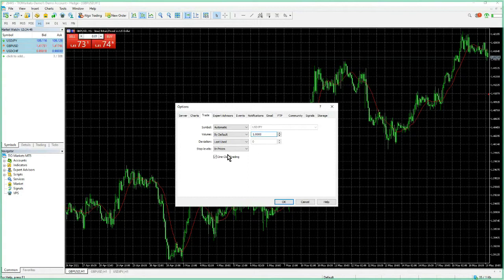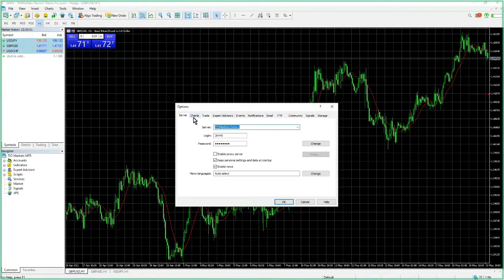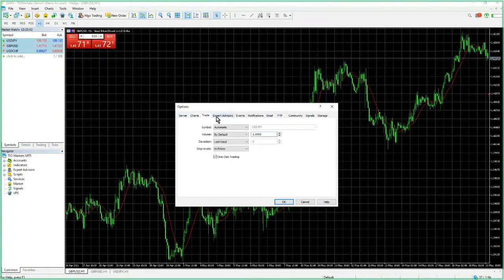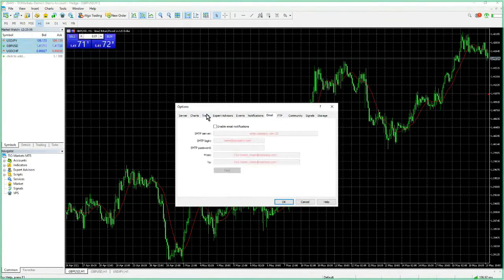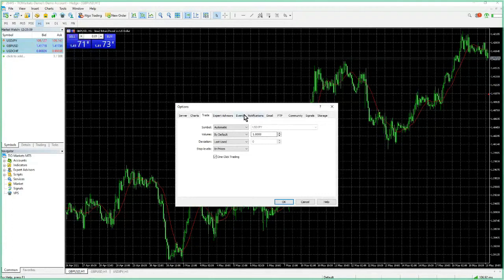Now you may have to make sure that you have this box here ticked so that you can execute immediately and have no problems with the execution there. So these 2 tabs are really the ones that I check, and that's it really. So it's the trade tab and the events.